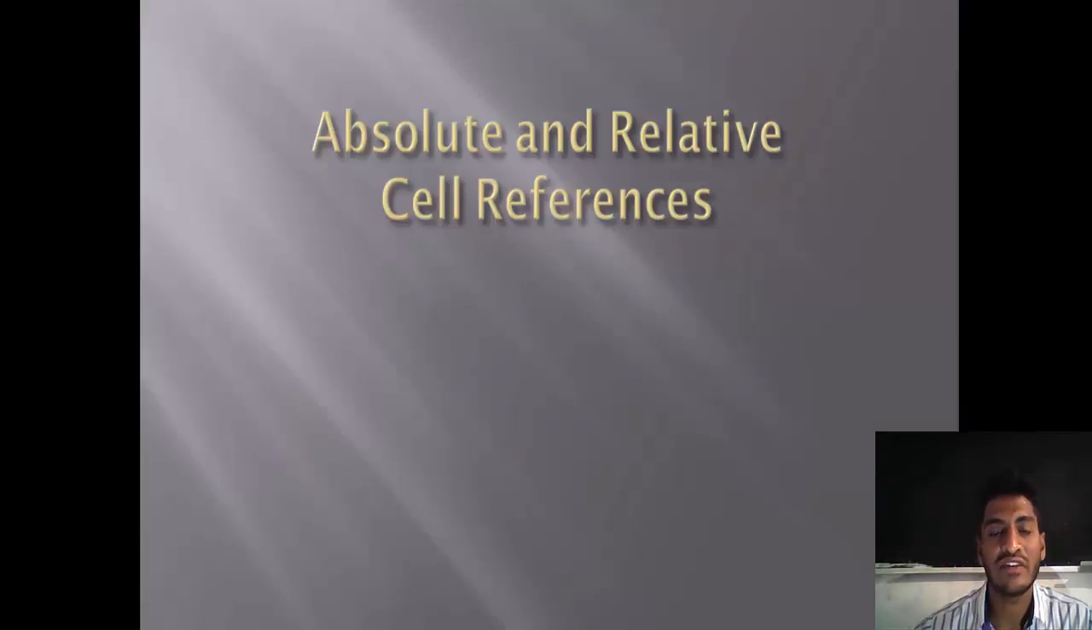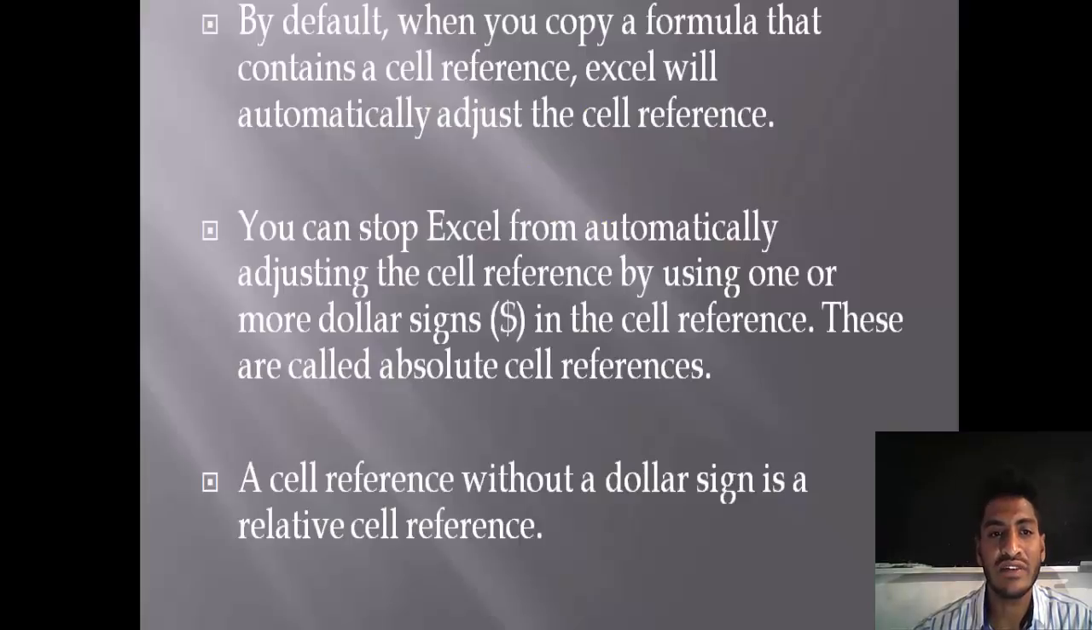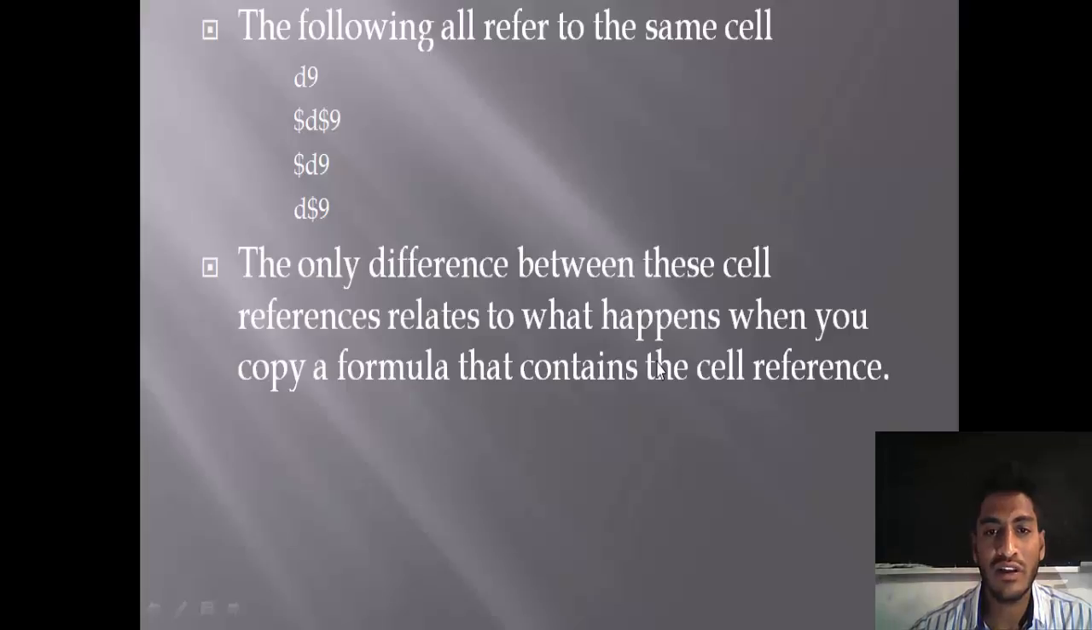Absolute and relative cell references. By default, when you copy a formula that contains a cell reference, Excel will automatically adjust the cell reference. You can stop Excel from automatically adjusting the cell reference by using one or more dollar signs in the cell reference. These are called absolute cell references. A cell reference without a dollar sign is a relative reference. Examples: the following all refer to the same cell: D9, $D$9, $D9, D$9.